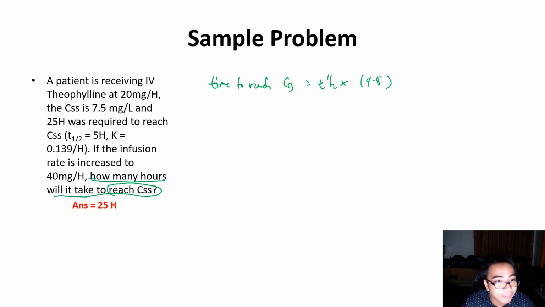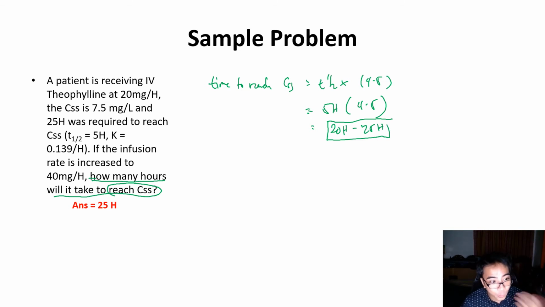So therefore, ano ba yung half-life natin? Okay, 5 hours times 4 to 5. And that would be approximately 20 to 25 hours. Right? So how many hours will it take to reach CSS? Approximately 20 to 25 hours. To be on the safe side, gamitin na natin yung pinakamalaking value. Sabihin natin sa doktor, Doc, after 25 hours na po tayo kumuha ng plasma concentration para siguradong nasa steady state na yung gamot.